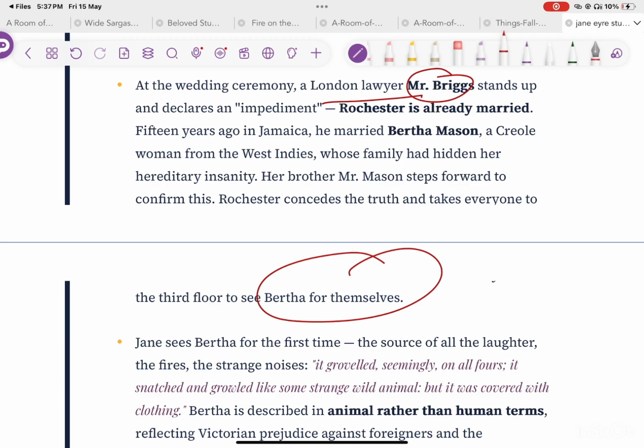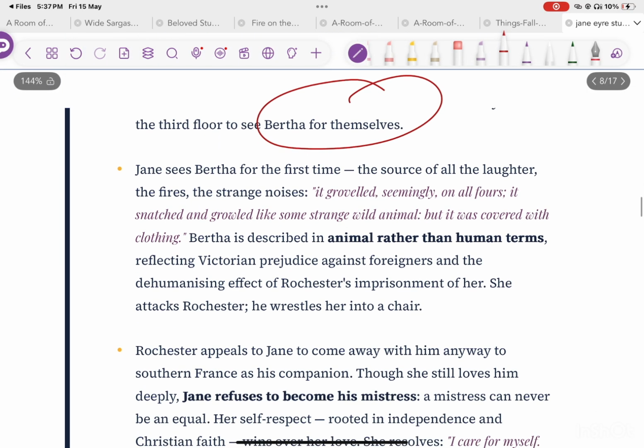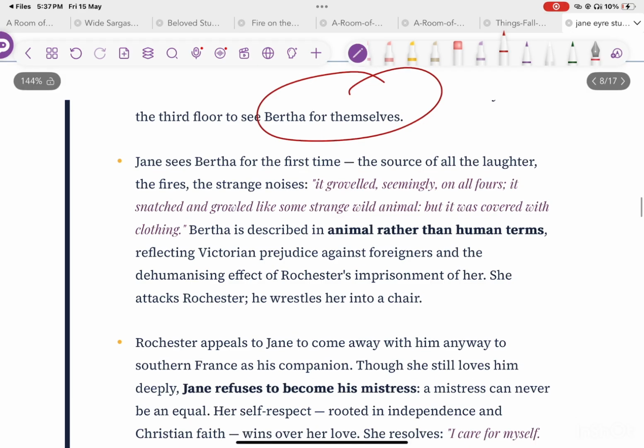आप लोग खुद आके देख लीजिए थर्ड फ्लोर पे, Jane sees Bertha for the first time, the source of all the laughter. उसको समझ में आ जाता है कि कहाँ से वो लाफ्टर आ रहा था. The fires, the strange noises, everything, every puzzle starts to fit.